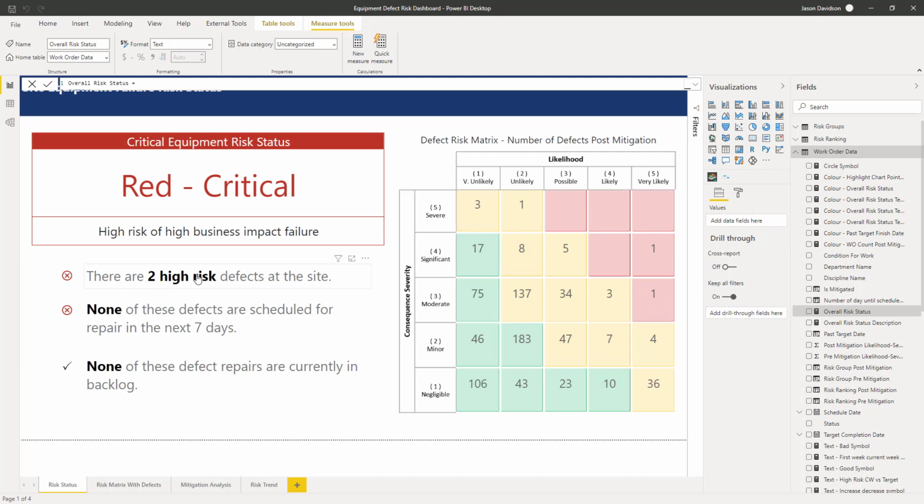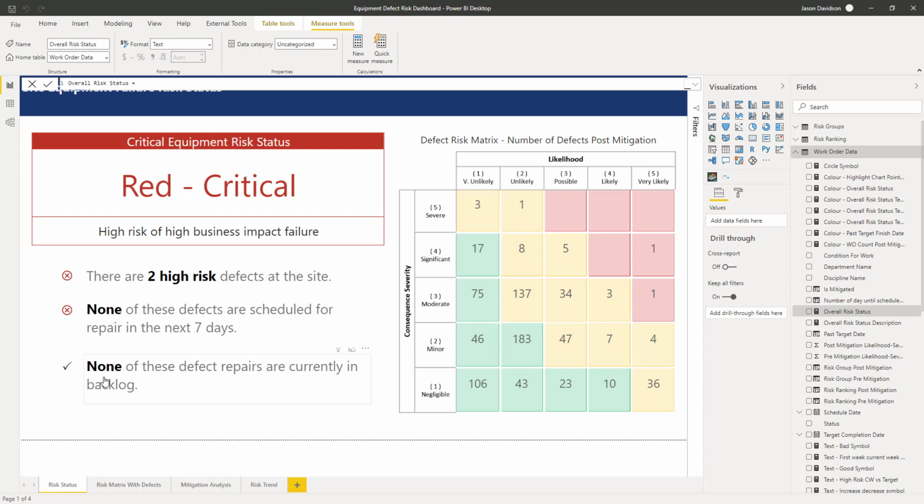For the next one, the target is none. None of these defects are scheduled in the next 7 days, so that's why there's a big red cross here. That's something you'd want to know and could potentially chase up. Maybe there are some materials needed, or we need a plant outage, or there's some sort of bottleneck or constraint. Nonetheless, these risks exist and none of them are scheduled to be reduced or taken away in the next 7 days. So that's why it's got a red cross beside it.